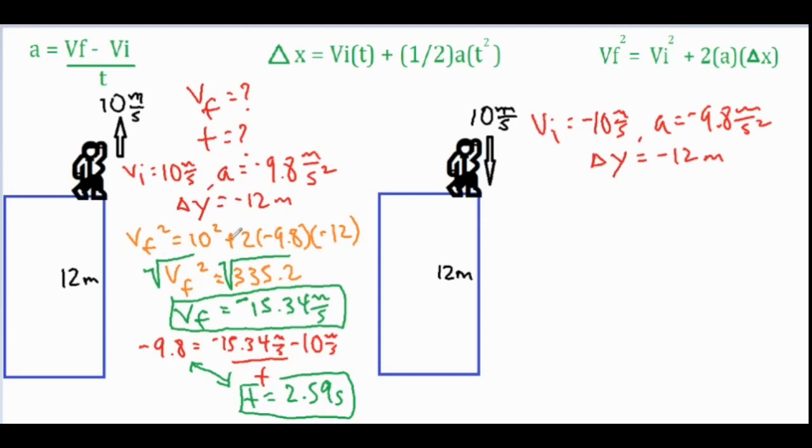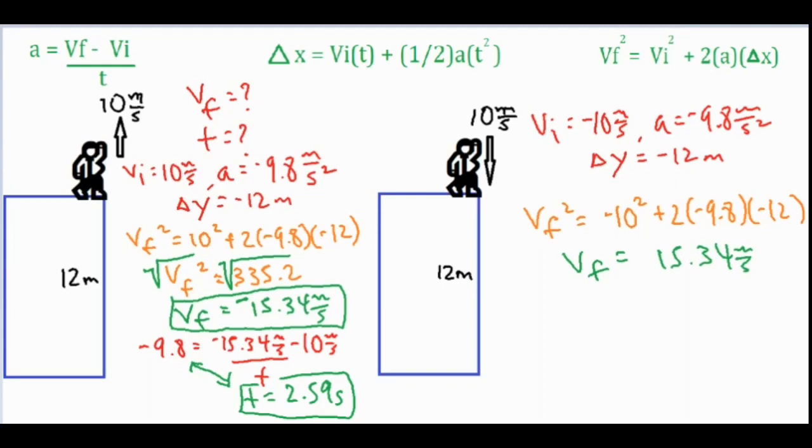So if we take a look at our equation in orange over here, we are going to have VF squared equals negative 10 squared plus 2 times negative 9.8 times negative 12. Okay. And if you do 10 squared, like we did the first time, or negative 10 squared, you're still going to get 100. So I can already tell that my VF is going to come out to the same exact number, 15.34 meters per second. And because we know that the object is going to be moving downwards at the very bottom, we're going to have to place that negative in ourselves, and we're going to get the same exact answer.